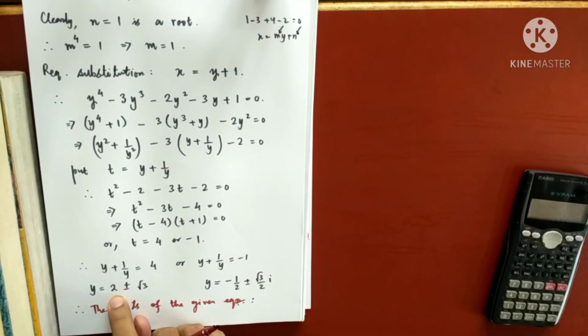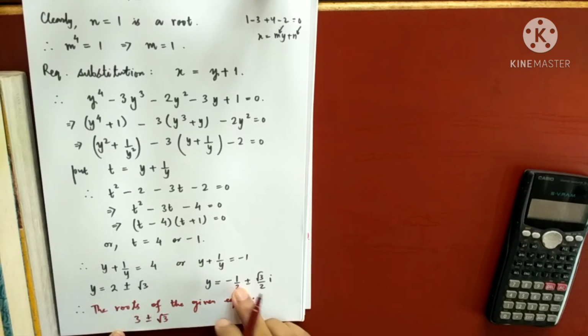If I'm adding 1 here, what am I getting? 3 plus minus root 3. And let's add 1 here. So this will become plus half plus minus i root 3 by 2. So these are the roots of the original equation.